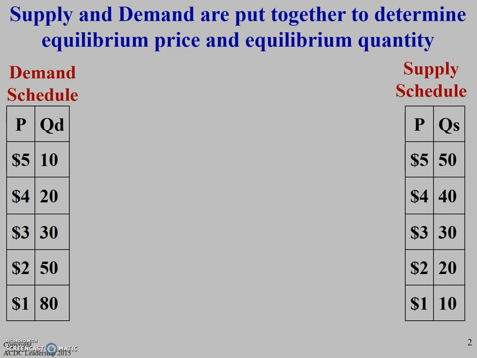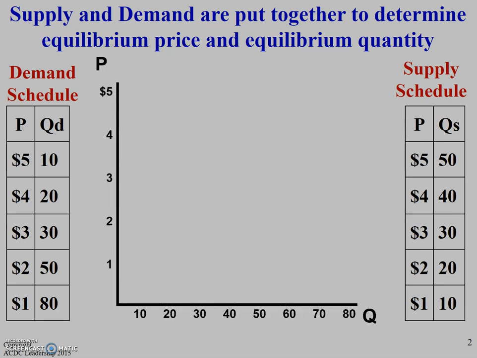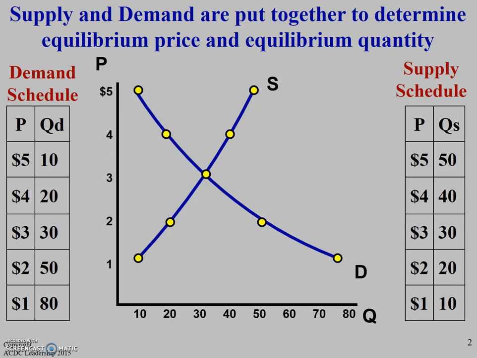So here you'll notice we have a demand schedule and we have a supply schedule, which you've seen before. We draw these out on both axes, the price axis and the quantity axis. And when we add in our curve, we can see that the demand curve matches up. At $5, we have a quantity demanded of 10, and at $1, we have a quantity demanded of 80. And when we add in our supply curve, we can see at $5, we have a quantity supplied of 50, and at $1, we have a quantity supplied of 10.